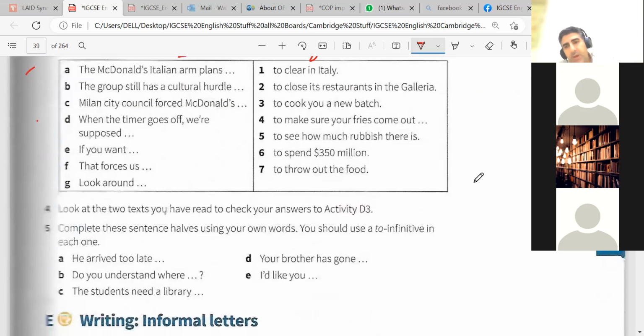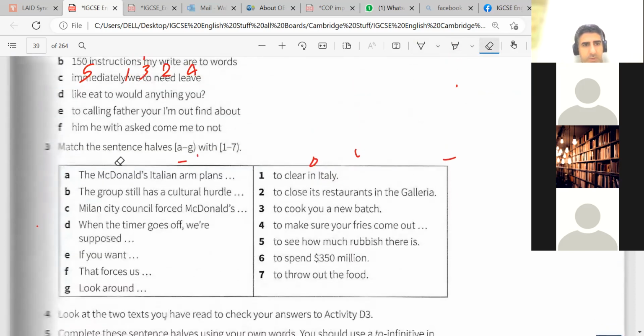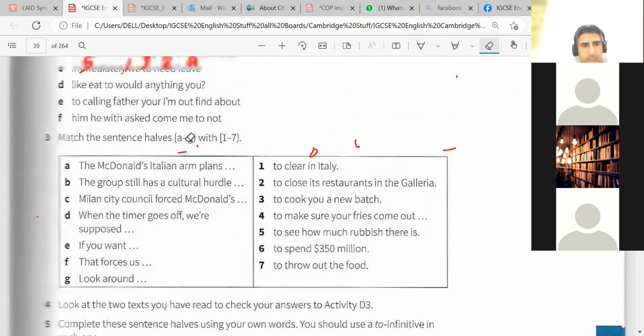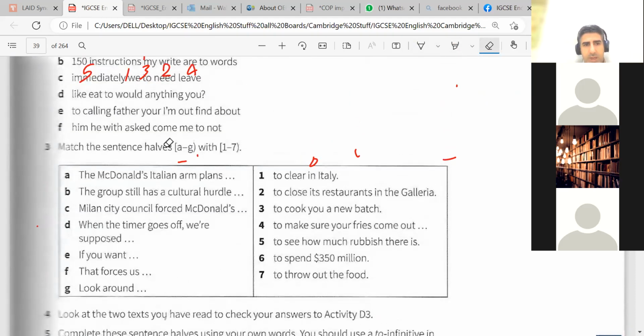So why am I doing this structure? To use two infinitives in a perfect way. This question is matching. I think you can do it quickly. What should you do? Match the sentence halves from A to G to the right statement on the right. Let me do the first two together, then I leave you to do it.